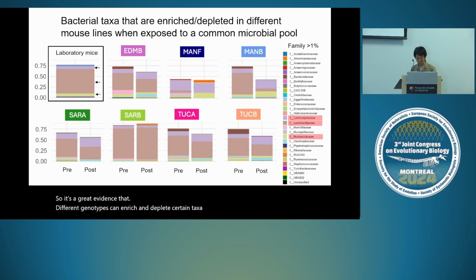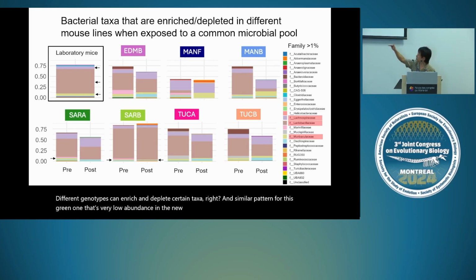And a similar pattern for this green one. That's very low abundance in the New York mice, and it even goes lower after post-transplant. So I just received this from my student 2 days ago, so at this point we're just eyeballing the thing, but these are the type of patterns that we're looking for.